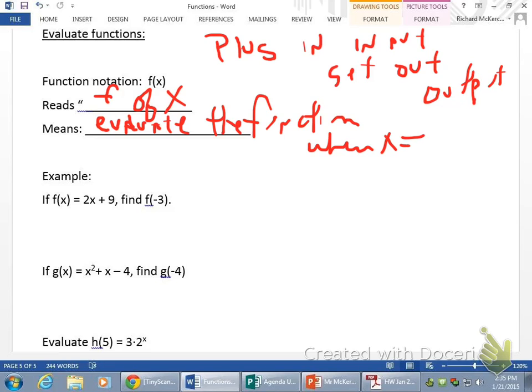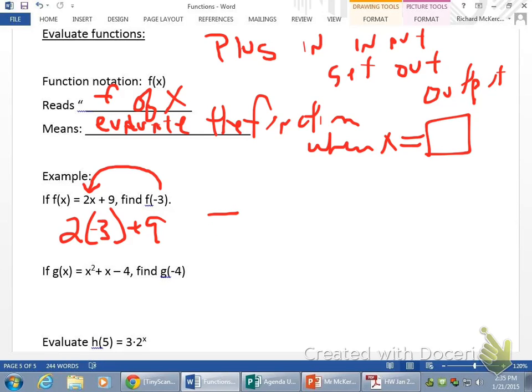For example, down here, I'm going to evaluate this function at x is -3. So I plug in a -3. Of course, you guys can see when you plug in a -3, you can use your calculator or just do the math. You end up with +3.